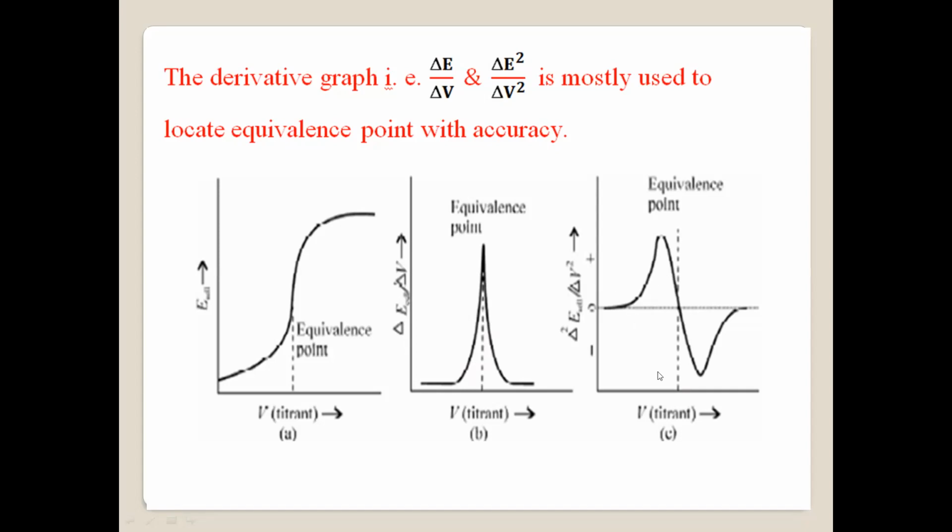The third graph is the volume of NaOH added versus delta E square upon delta V square. First it increases, then decreases, then again increases. So this is regarding potentiometric titration.